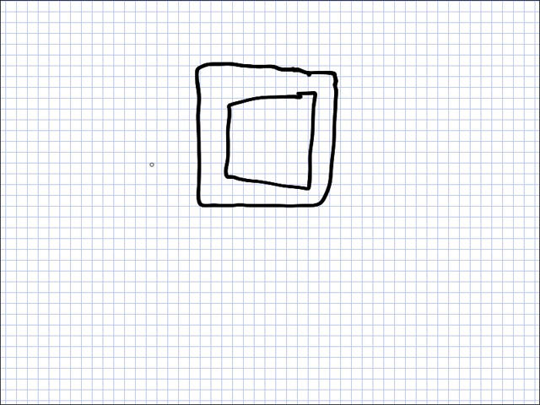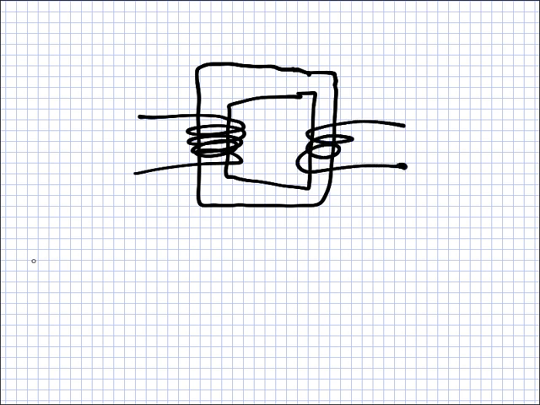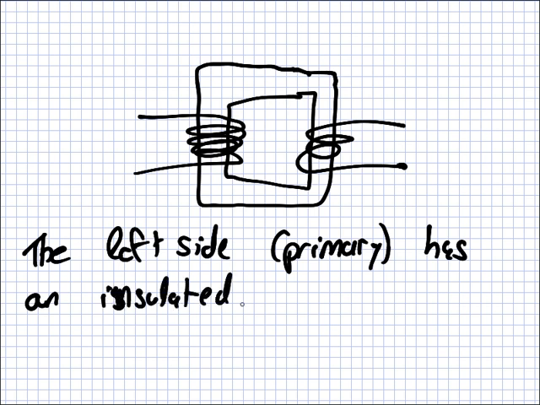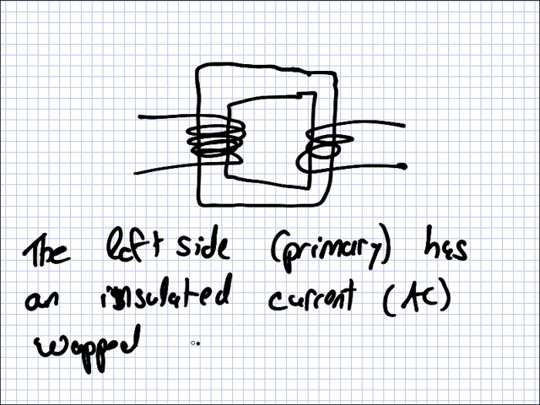So, a step-down transformer is like this. You have many turns here, and not so many here. The left side, called the primary, has an insulated current wire wrapped around N1 times.